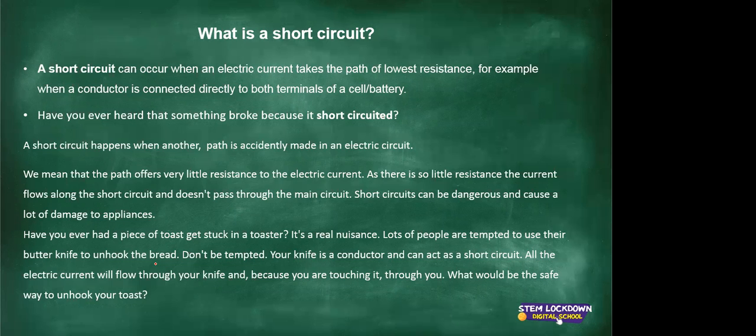So your knife is a conductor. That means provided that your whole knife is metal, it will act as a short circuit. So all the electric current will flow through your knife, and because you are touching and holding that knife, especially if your toaster is on, it's going to flow through you and you will get shocked. So it's very dangerous to use a butter knife to unhook your slice of bread when it's in the toaster.